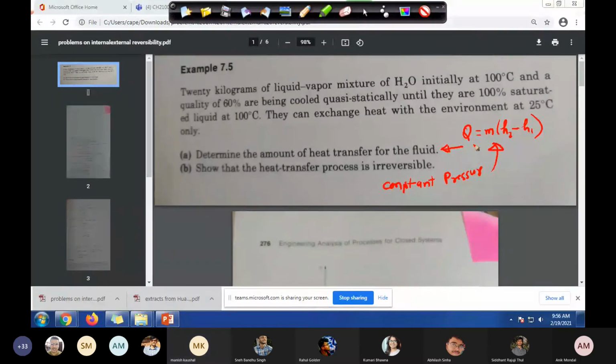How do we know that at constant pressure Q is m(H2 minus H1)? Please, I'm waiting for it. If you can't answer this, you should visit your basics. Yes, sir. Yes, please go ahead, Siddhant. Enthalpy is heat at constant pressure. How? That's what I'm asking. That's what you need to prove. That's what you have written here, that the enthalpy change is the heat given to the system at constant pressure. How?